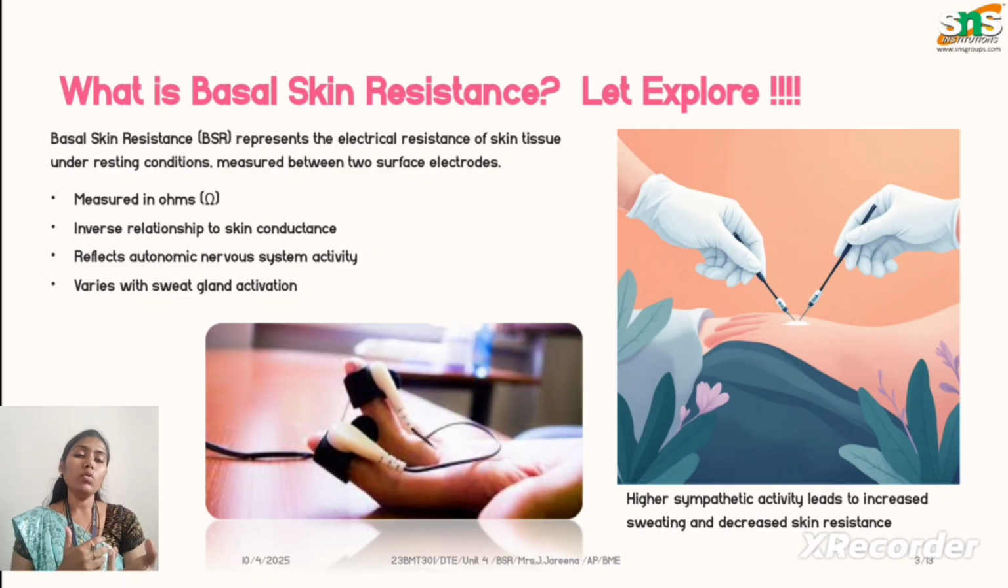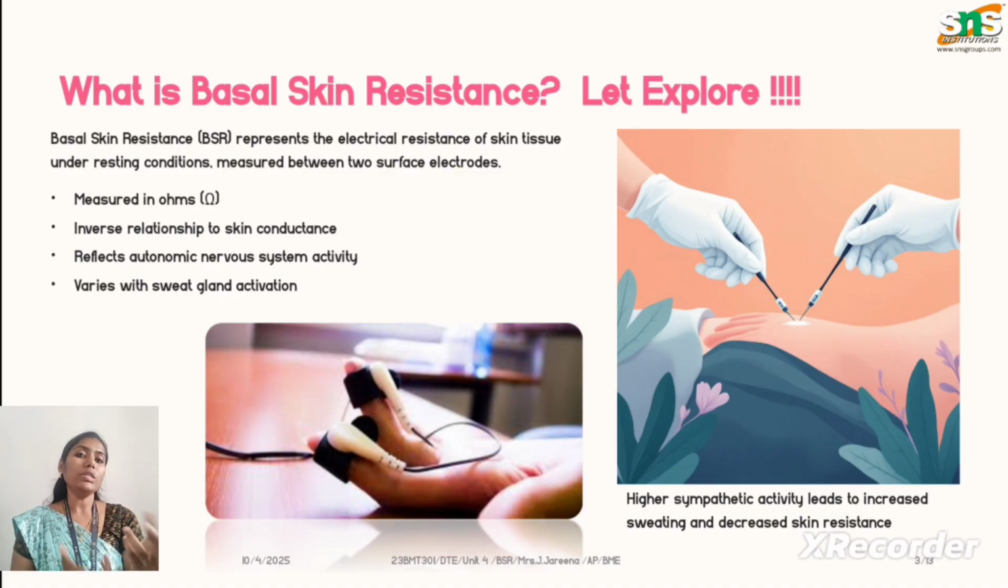Let me tell you in simple words what is meant by autonomic nervous system activity, because BSR plays a very important role in assessing the functionality of this particular system. The autonomic nervous system activity is the involuntary body activity which takes place in our body. For example, our heart rate, our blood pressure, our stress level, even our pupil response. These are the functions of the autonomic nervous system.